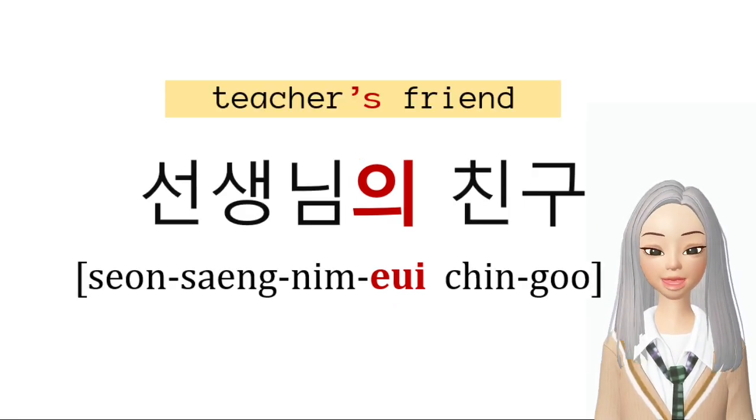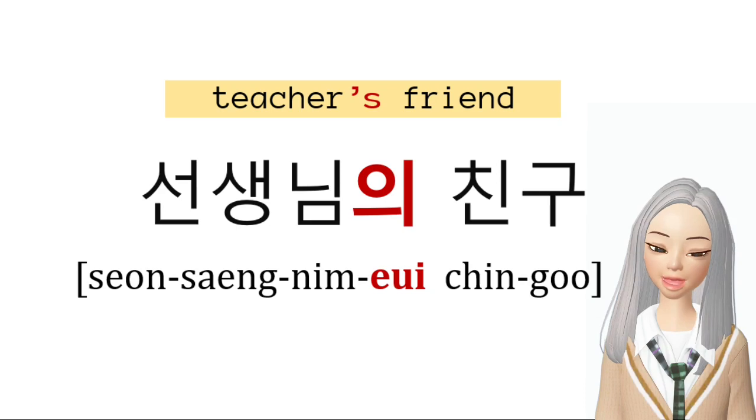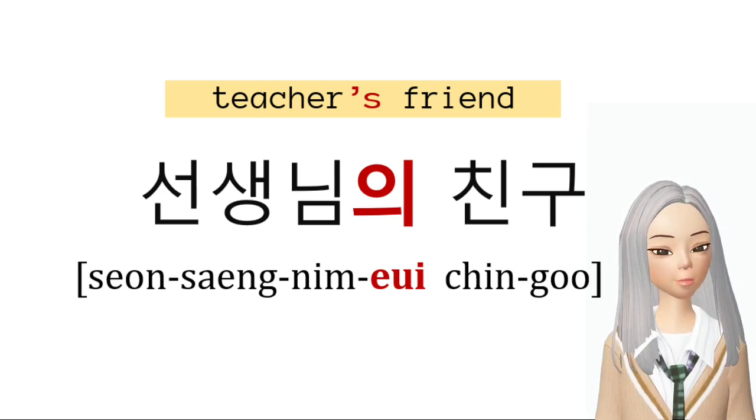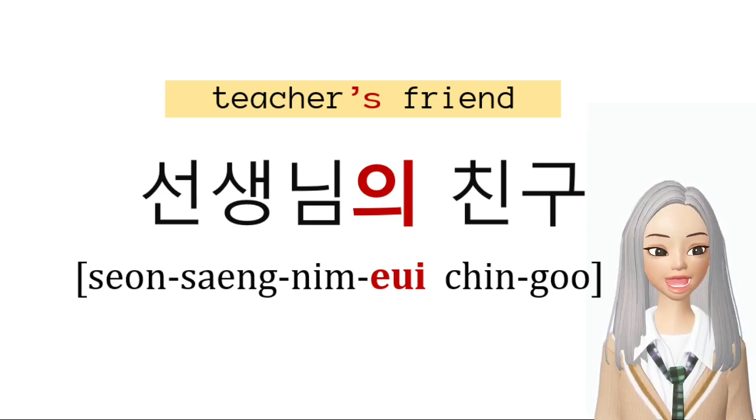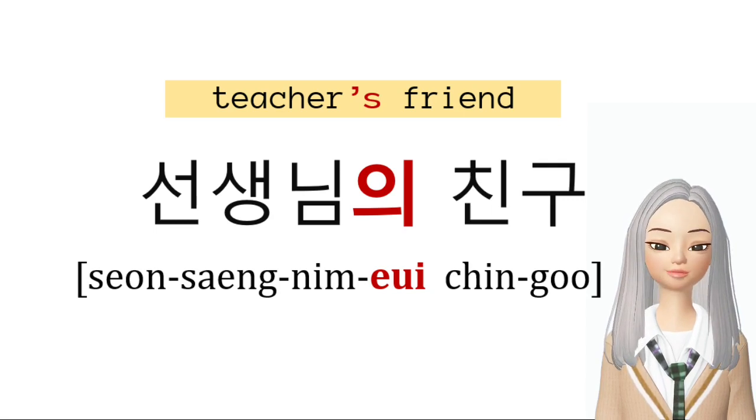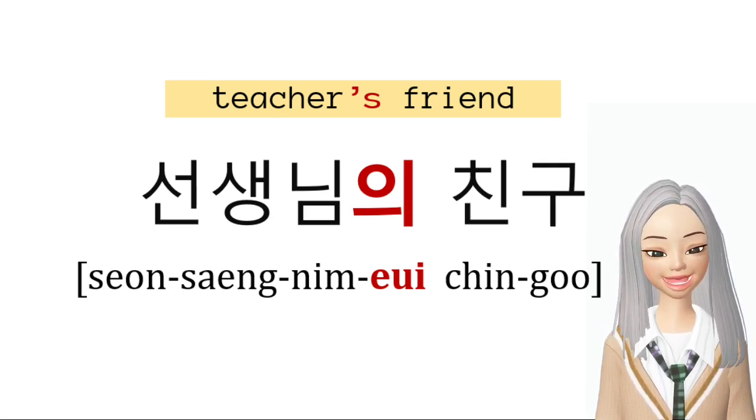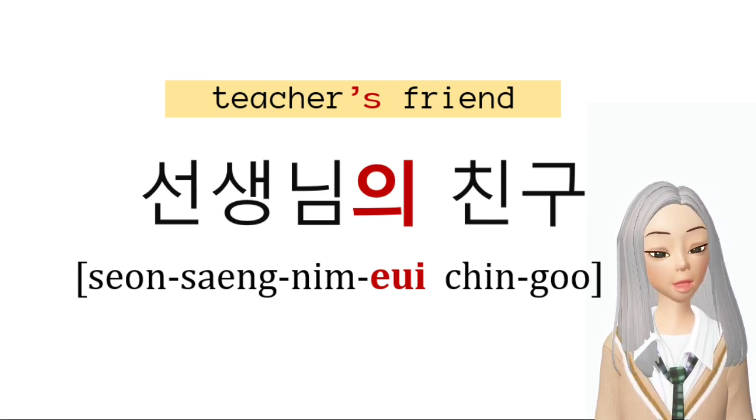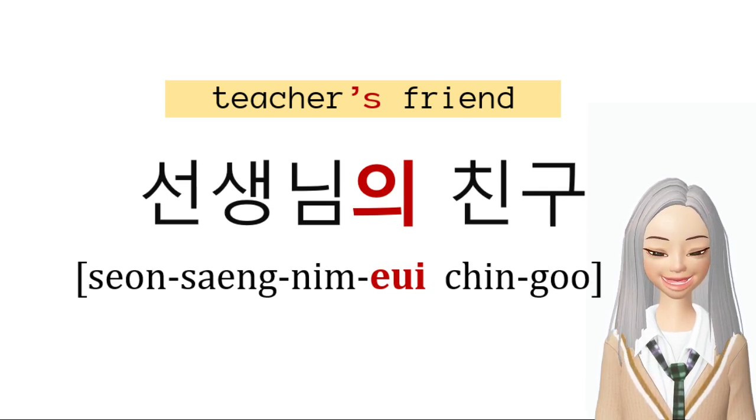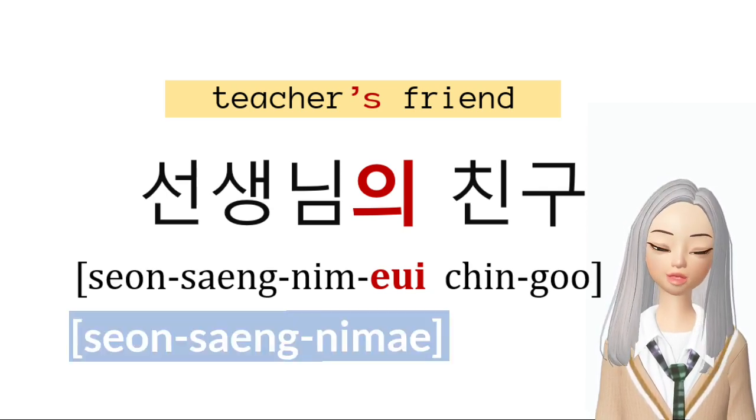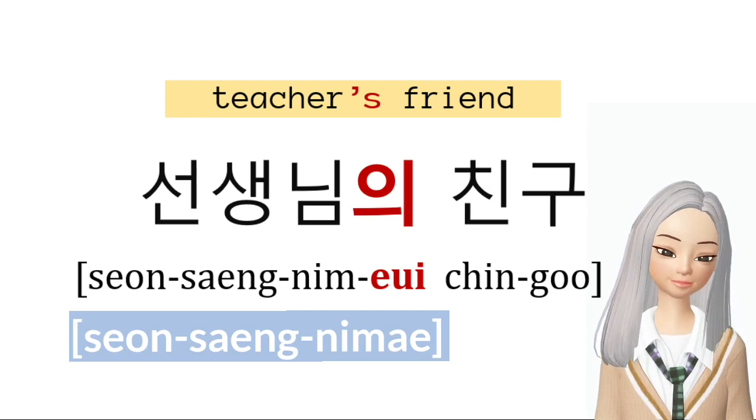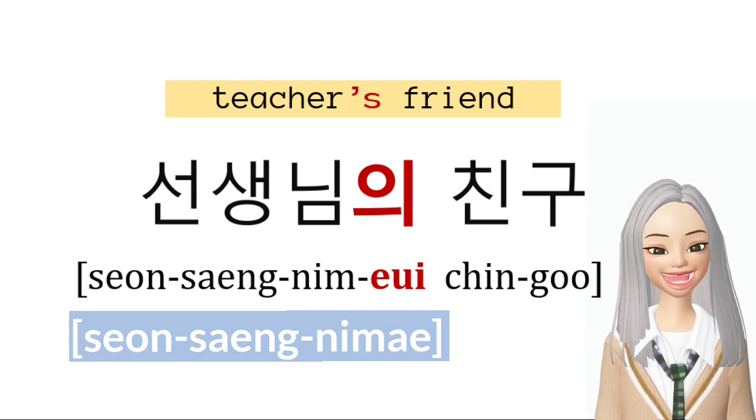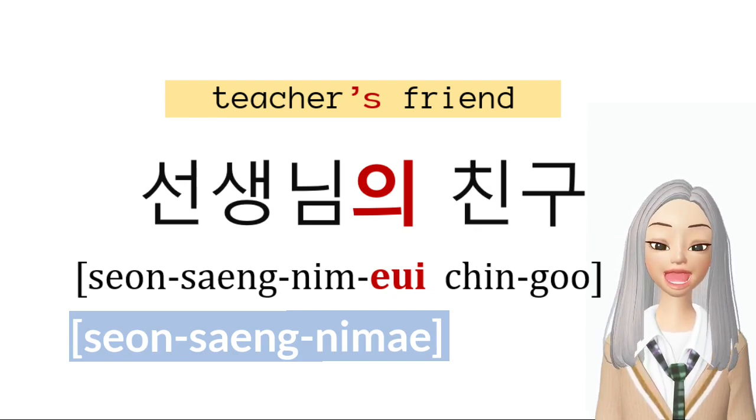For example, let's say teacher's friend. In Korean, that would be 선생님의 친구. But you can pronounce it fast and say 선생님의 친구. Like 선생님에, like an AE sound. So, 선생님의 친구.